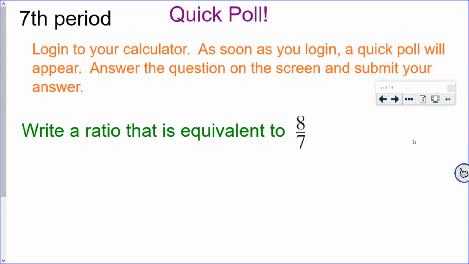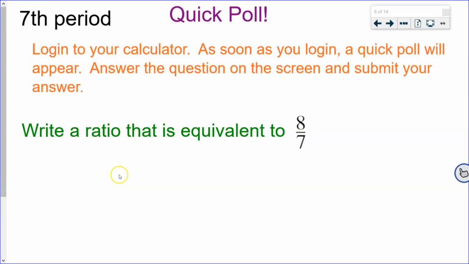Hello, Math 7 students. This is Open Up Resources, Unit 3, Lesson 6. It's a 6th grade review of ratios and rates. Before we get started, we're going to do our quick poll warm-up. Students enter their answers into the calculator, and online learners are going to write this on your own paper to check for understanding. We need a ratio that is equivalent to 8/7, or 8:7.